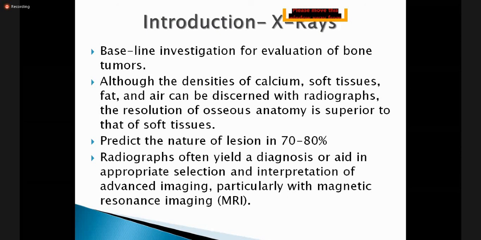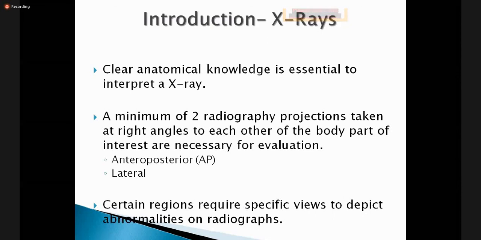The radiograph can often yield a diagnosis or aid in appropriate selection and interpretation of advanced imaging, particularly MRI. Without the baseline X-ray, MRI is most of the time inconclusive. Clear anatomical knowledge is essential to interpret an X-ray. A minimum of two radiographic projections taken at a right angle to each other of the body part of interest are necessary for the evaluation.